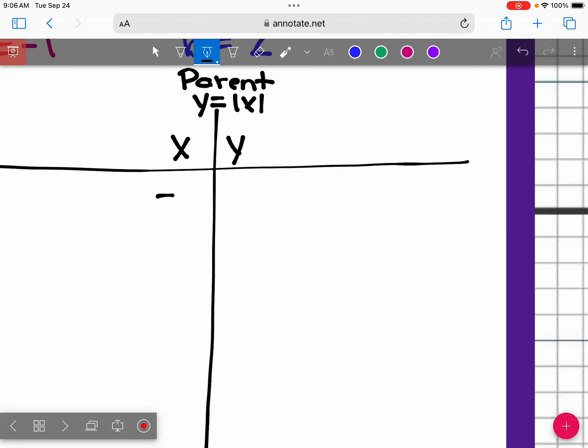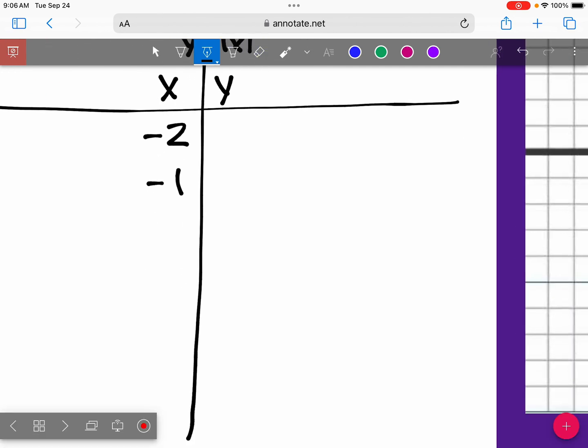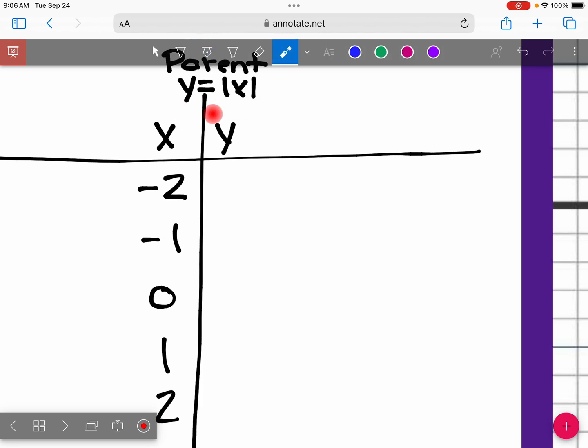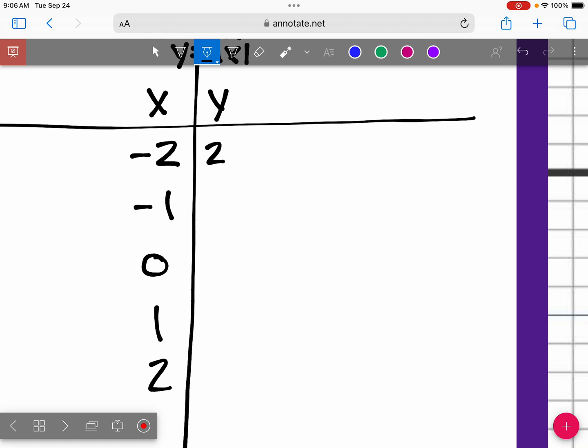Our good view of the center are -2, -1, 0, 1, and 2. We pick those X's because they're a good view of the middle. And our Y values go through our parent function to get there. So that's just our super fast review of how we fill in our parent table. Questions on that part?